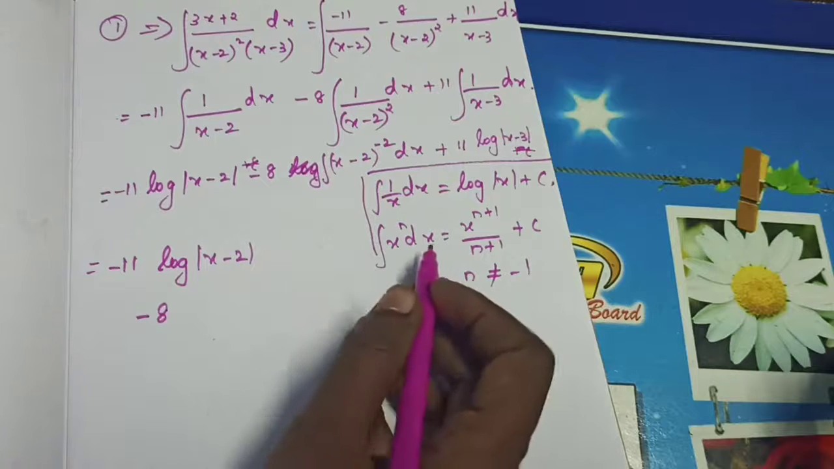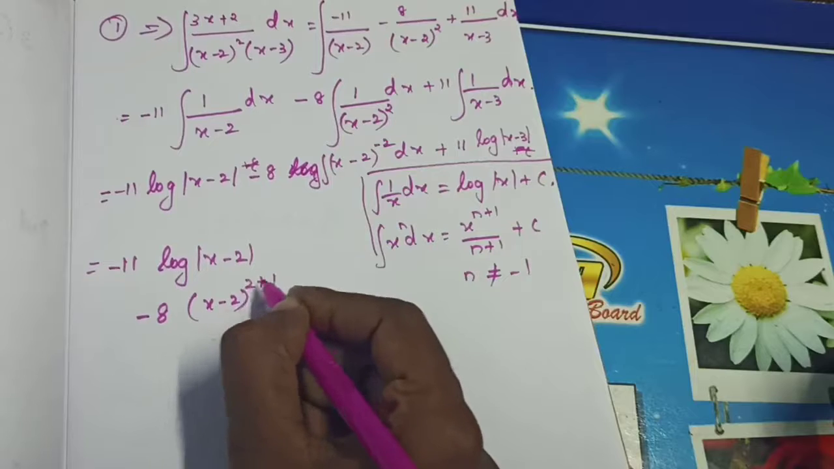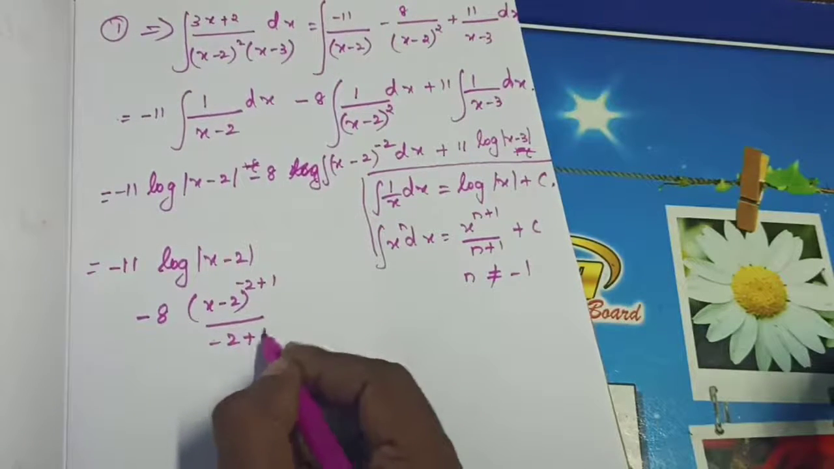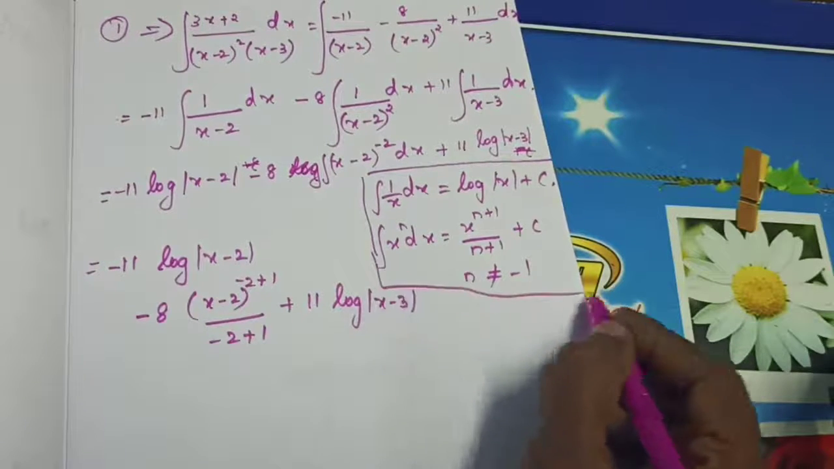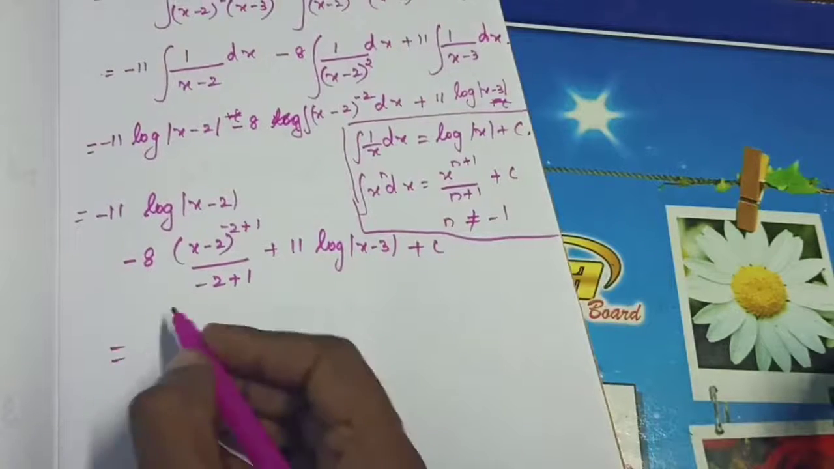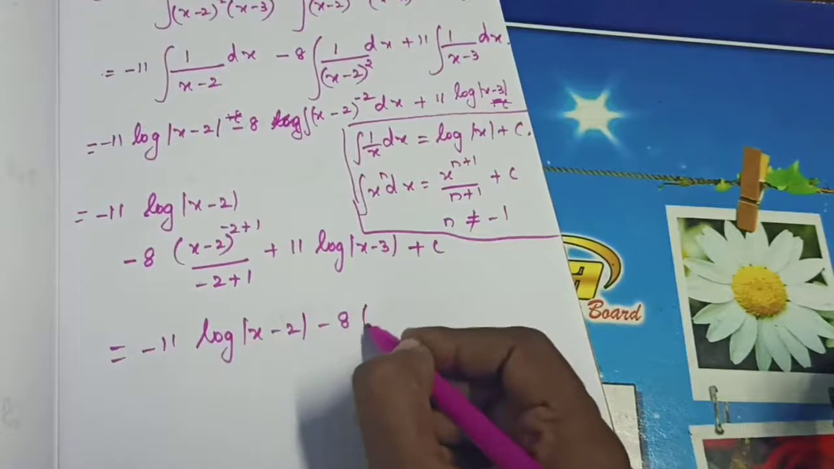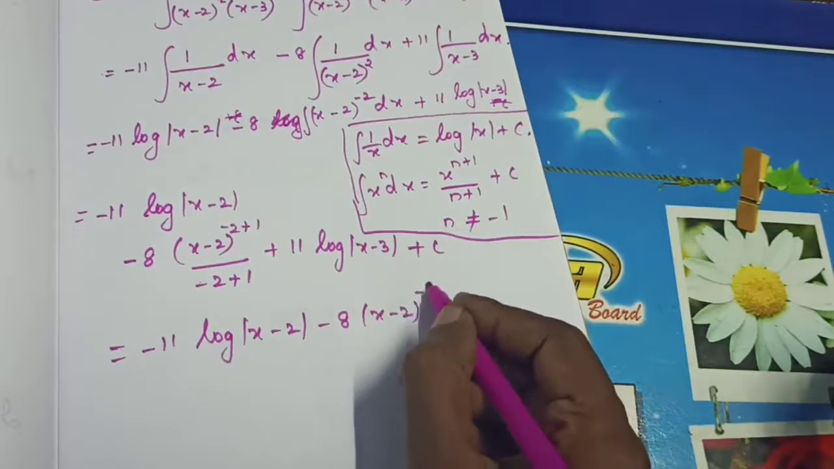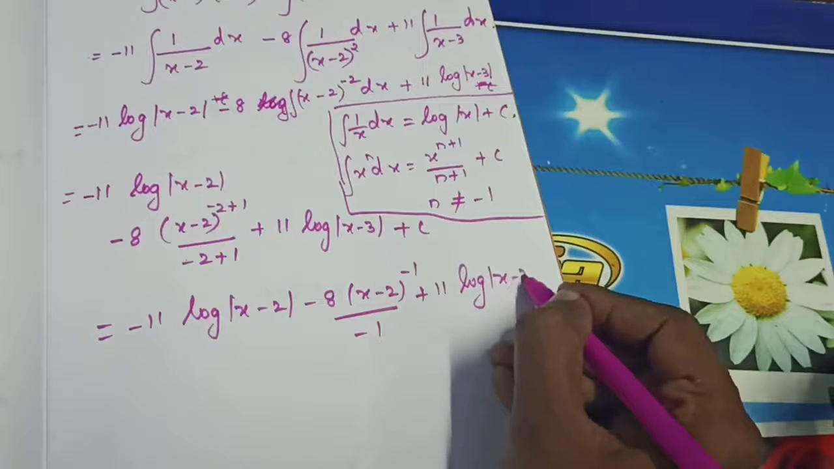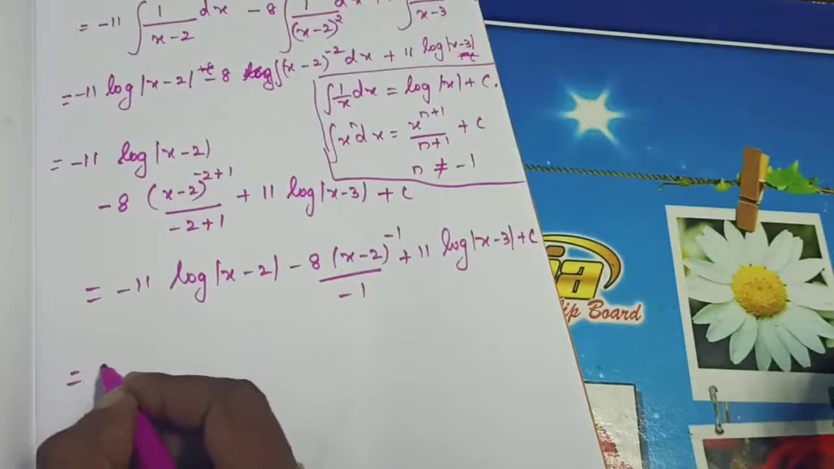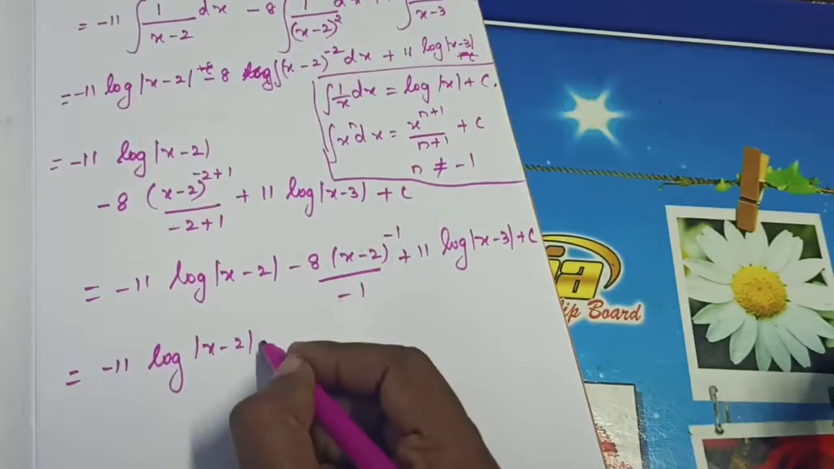What's the integration here? x minus 2, is it right? So (x minus 2) the whole power 2 plus minus 2 plus 1, correct? Minus 2 plus 1 plus 11 log of mod of x minus 3 plus c. Okay, that's equal to minus 11 log of mod x minus 2 minus 8 into (x minus 2) the whole power minus 1 divided by minus 1 plus 11 log of mod x minus 3 plus c. Okay, that's equal to minus 11 log of mod x minus 2 minus into minus plus 8.